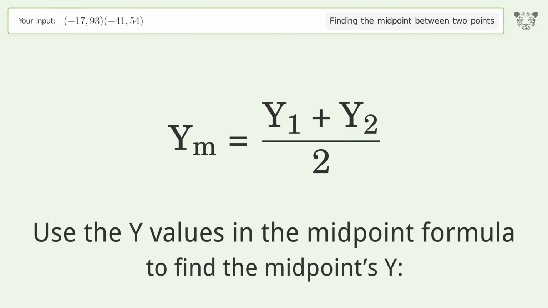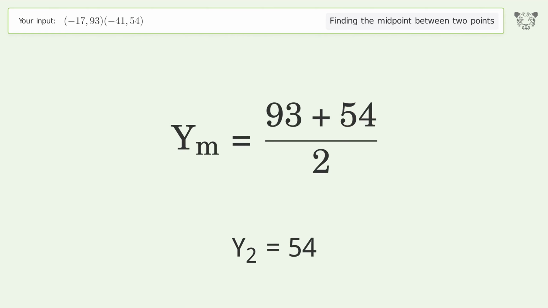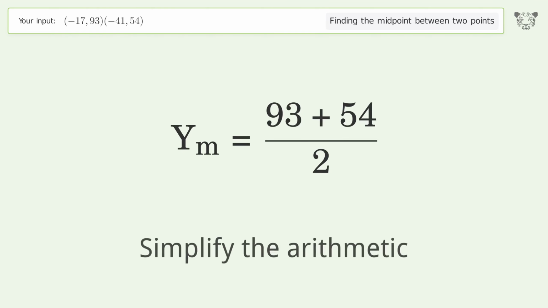Use the y values in the midpoint formula to find the midpoint's y. y1 equals 93. y2 equals 54. Simplify the arithmetic.